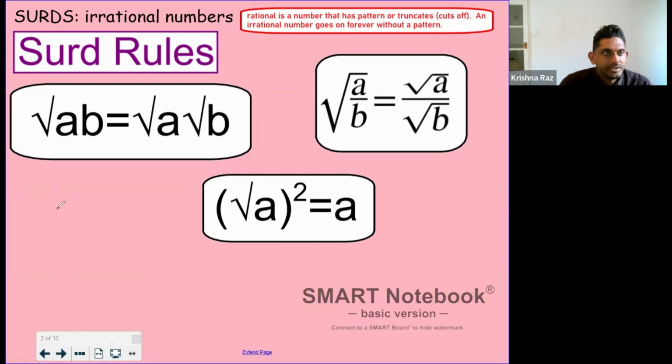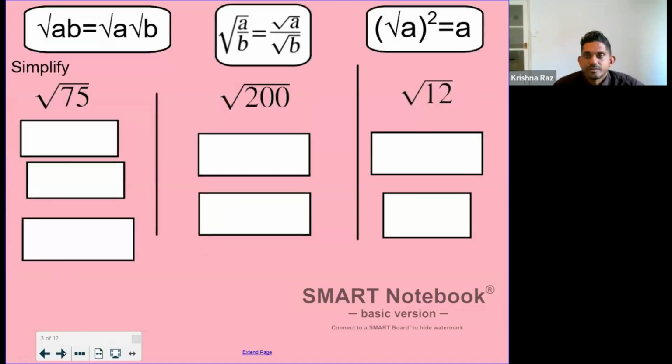So let's have a look at that. This is sort of a thing that students often struggle with. It's more like glorified mental arithmetic, this side of surds. So what you need to look for is a square number that is as big as possible. So if I look at 75, that is 15 times 5, but it is also 25 times 3.